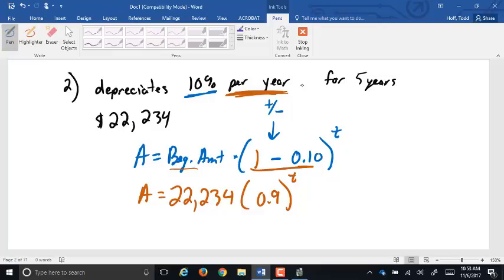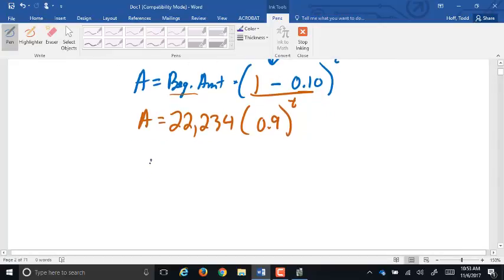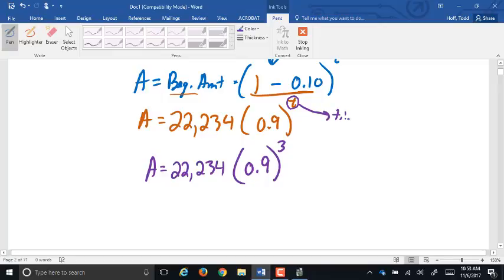So then what is the balance at the end of 3 years? How would we find that? Well, where does the 3 go? The balance at the end of 3 years, where does the 3 go in our formula? Well, no, the balance at the end of 3 years is just going to be 3 years. T here is just time in years.